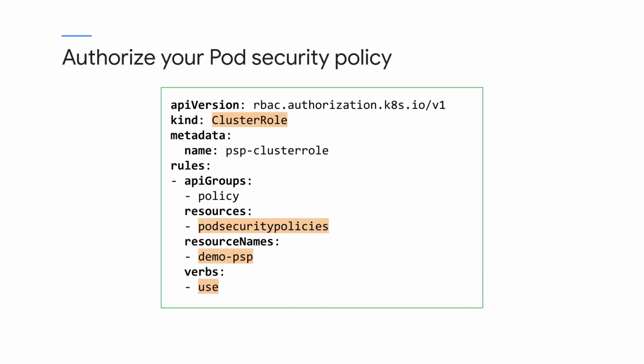After you've defined a pod security policy, you need to authorize it. Otherwise, it'll prevent any pods from being created. You can authorize a policy by using Kubernetes role-based access control. Here, a cluster role allows the pod security policy called demo-PSP to be used.